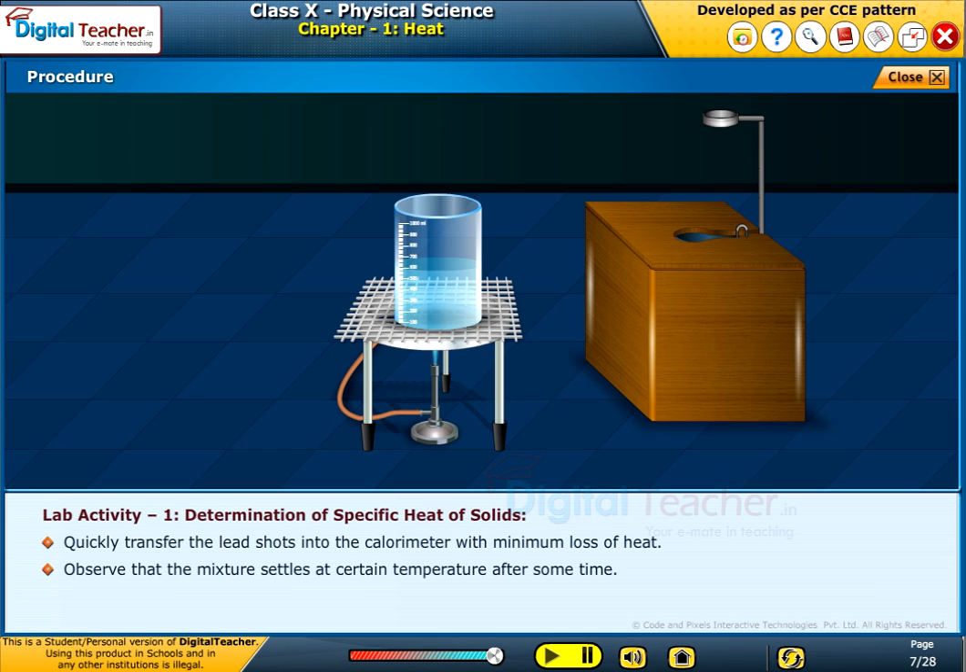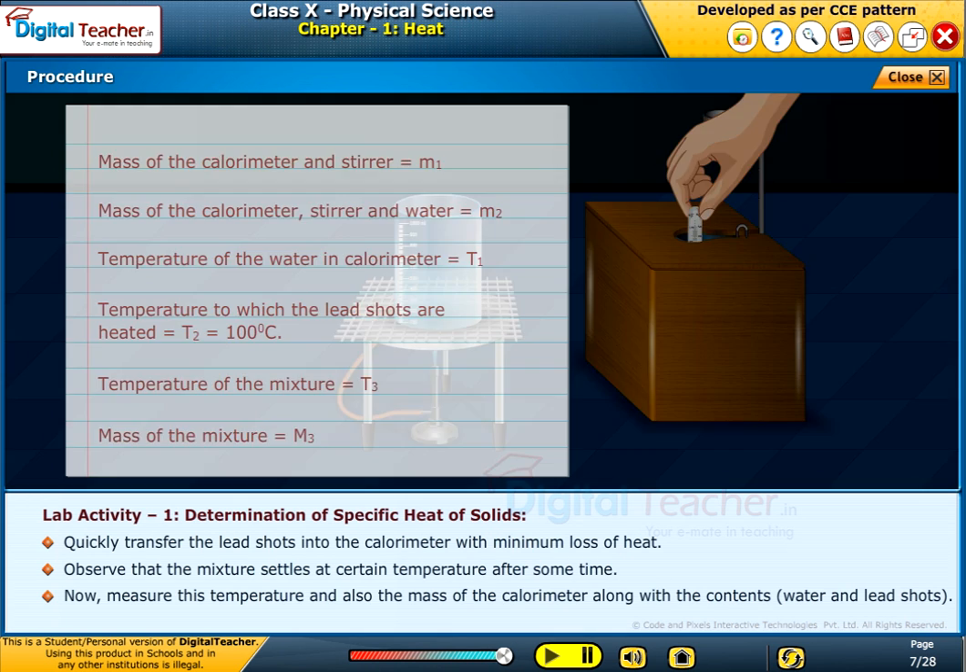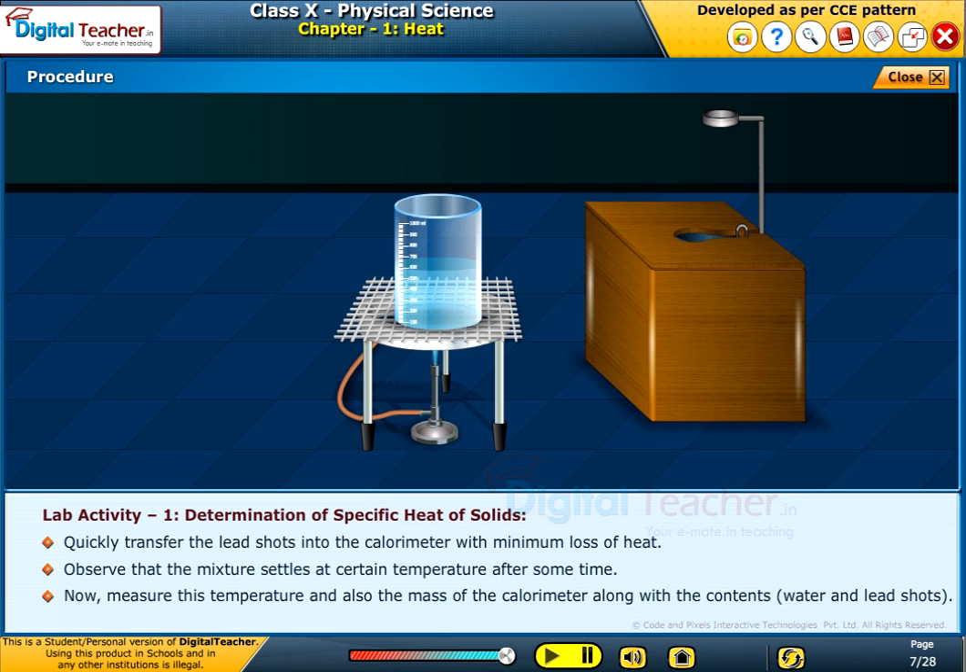Observe that the mixture settles at a certain temperature after some time. Now measure this temperature and also the mass of the calorimeter along with the contents, water and lead shots.